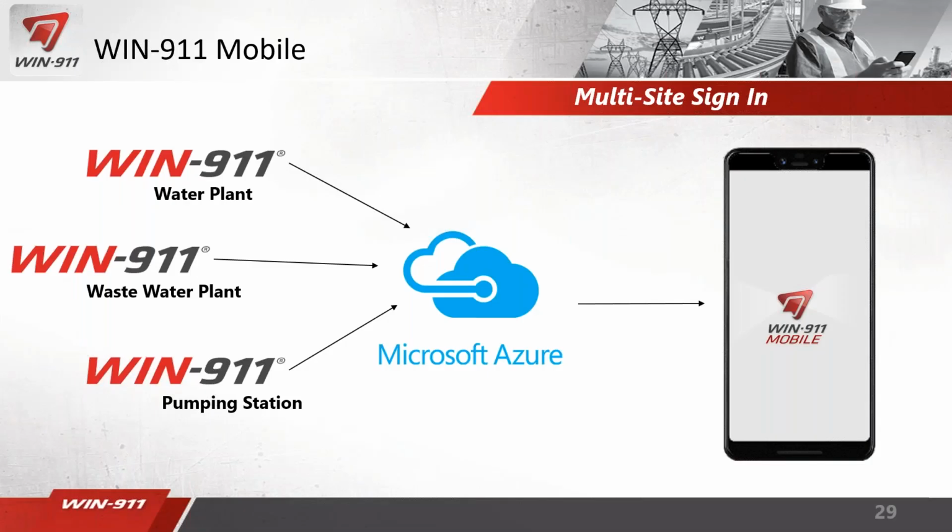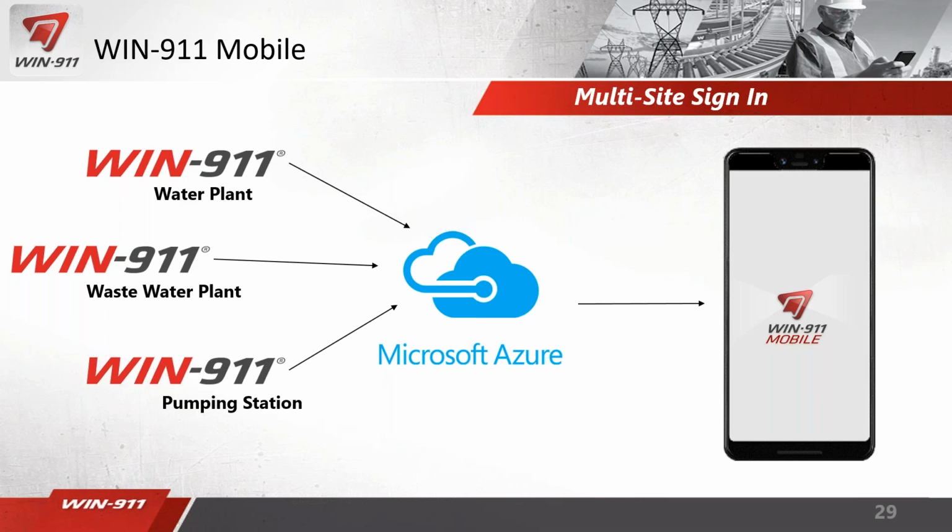This is where we talked about it, right? Earlier we said, hey, you're able to do multiple sites. So in here you have WIN-911 water plant, WIN-911 wastewater plant, and WIN-911 pump station. This is very common for the water, wastewater facilities that we have all across the United States, but around the world. So perhaps a technician would have to go through each one of these different plants. And instead of having 3 different apps, now you're going to be able to get all of the alarms of all of these 3 plants from Microsoft Azure and send it all to a single app.